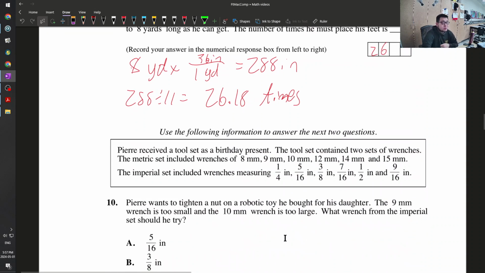Okay, Perry received a tool set as his birthday present. The tool set contains 2 sets of wrenches. The metric wrenches include these, and the imperial wrenches include these. Perry wants to tighten a nut on the robotic toy he bought for his daughter. The 9mm wrench is too small, and the 10mm wrench is too large. So I want to find something that is between 9 and 10 millimeters.